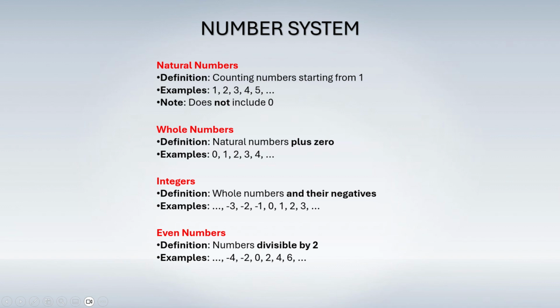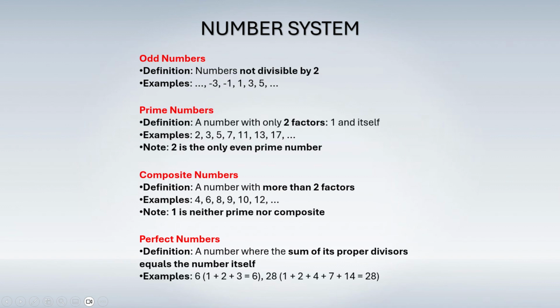Even numbers. All the numbers that are divisible by 2 will come under even numbers. This may include the negative numbers as well. So, minus 4, minus 2, 0, 2, 4 are all even numbers. Odd numbers. The numbers which are not divisible by 2 are called odd numbers. In simple, we can say that the numbers other than even numbers are called odd numbers.